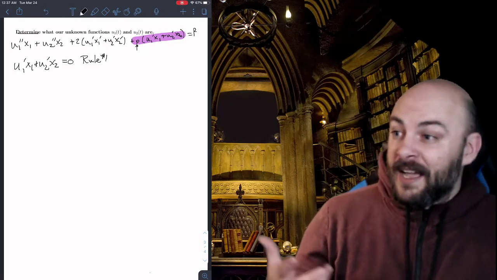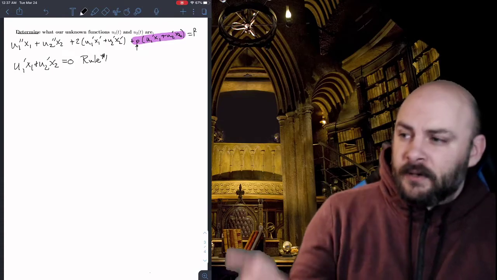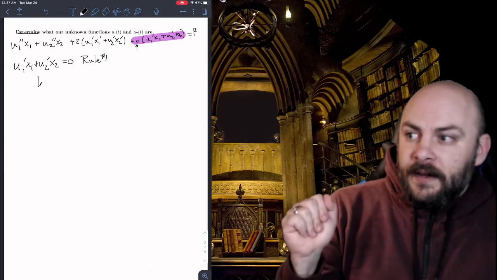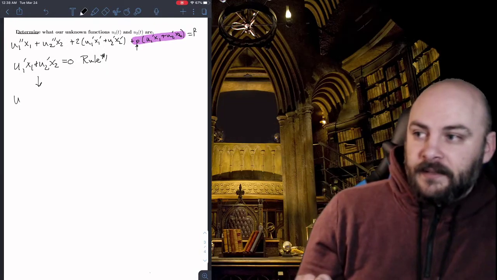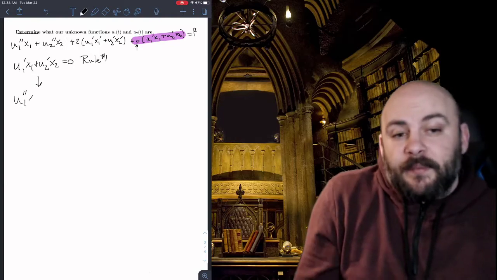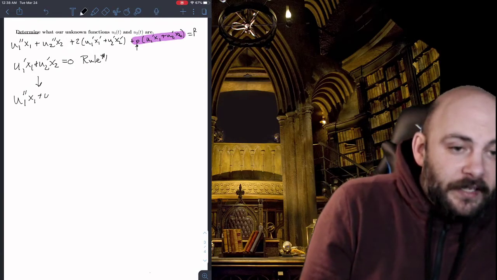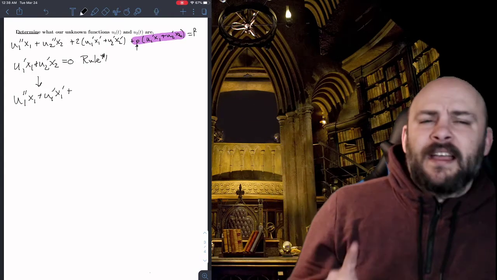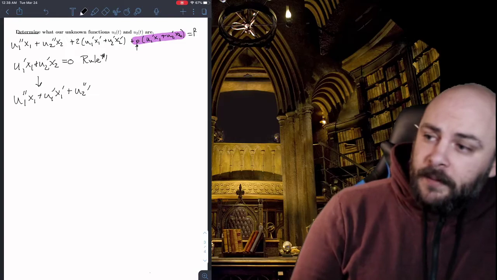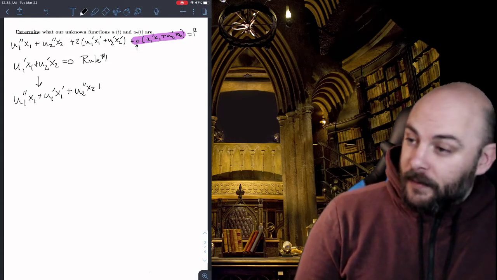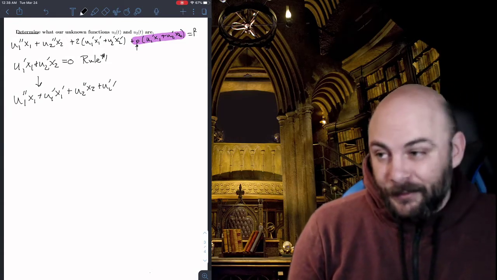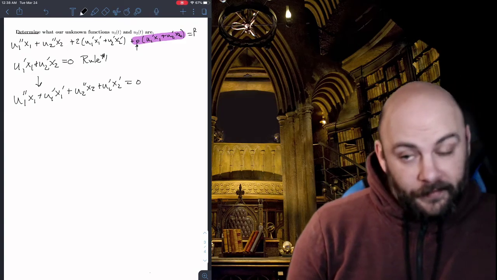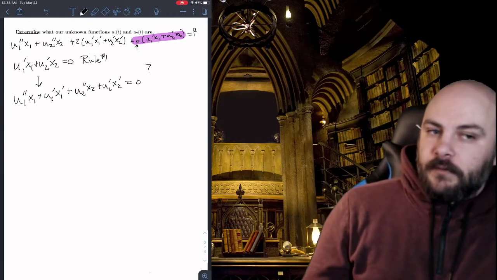Why can I do that? I haven't set u1 or u2 equal to 0. They are some function of x1 and x2, clearly. Now, what can we infer from that? Well, if something equals 0 everywhere, then we know its derivative equals 0 everywhere. I can take the derivative of that expression, and I get u1 double prime x1 plus u1 prime x1 prime plus u2 double prime x2 plus u2 prime x2 prime, and that still has to equal 0, because the derivative of 0 equals 0.